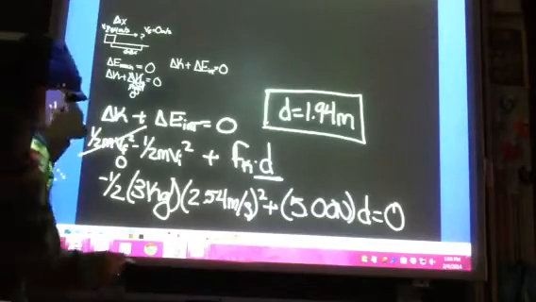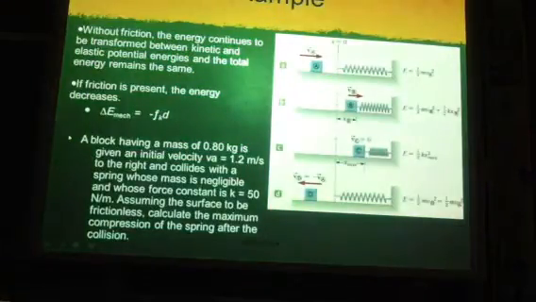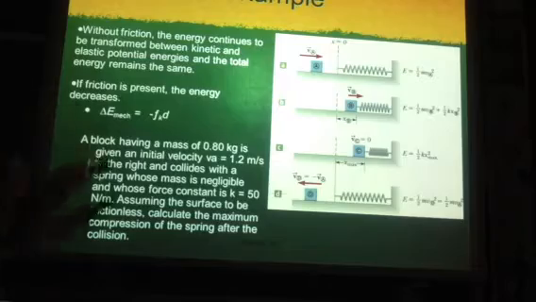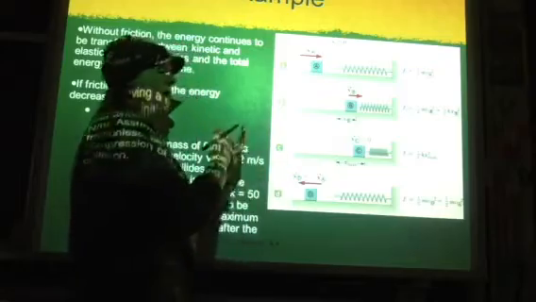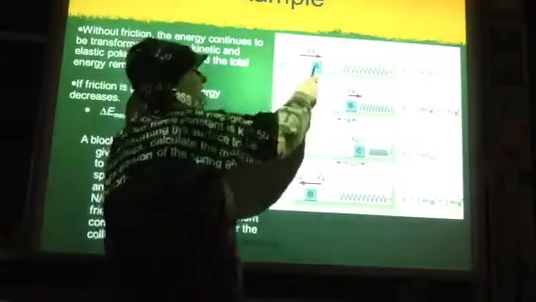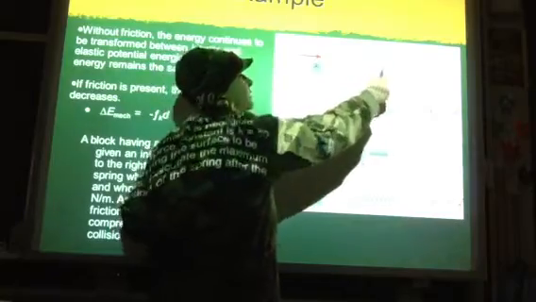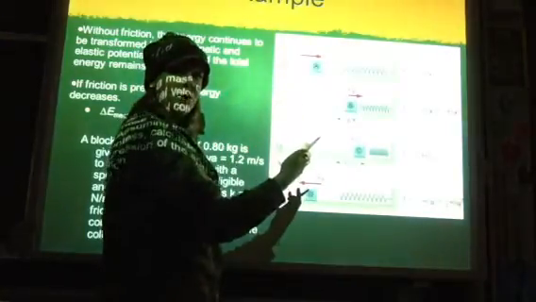Okay, so let's do another example problem. Now let's have a spring involved as well. Without friction, the energy is going to continue to be transformed between kinetic and elastic potential energy, so the total energy is going to remain the same. Because we're not changing in height, we don't have any gravitational potential energy. So this block is going to compress the spring. The spring force is going to push it back out to reach its equilibrium position.